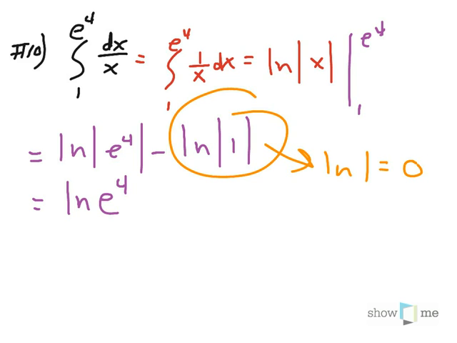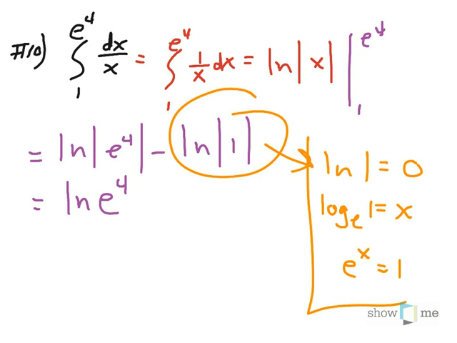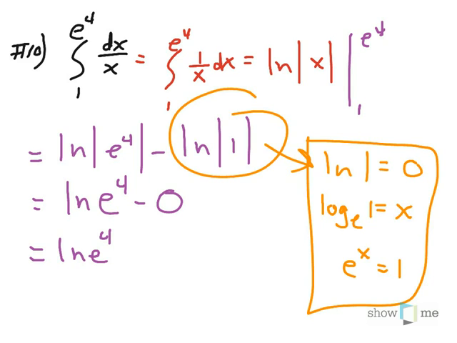Here's why it's 0. Natural log of 1 is like saying log base e of 1 equals something. Let's say that's an x, which essentially is saying e to the x equals 1. e to what exponent is 1? Well, that's 0. You don't need to show this work. I'm just reminding you of why this exists. So it would be natural log of e to the 4th minus 0.